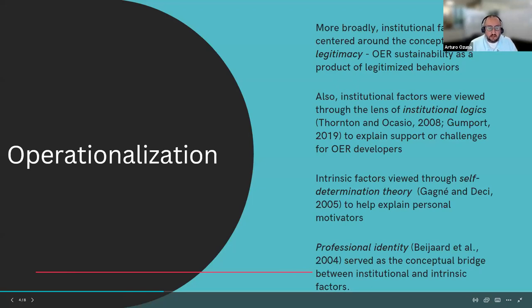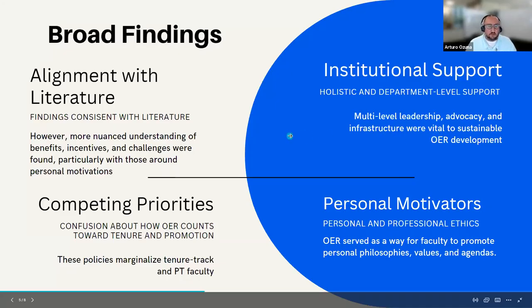And the way I looked at intrinsic factors was through self-determination theory. And essentially I used this idea of professional identity to sort of serve as a conceptual bridge, so to speak, to help provide an understanding of how one impacts the other and the other impacts the other. So I want to talk a little bit about some broad findings, some things that were expected, and then maybe some things that weren't expected.